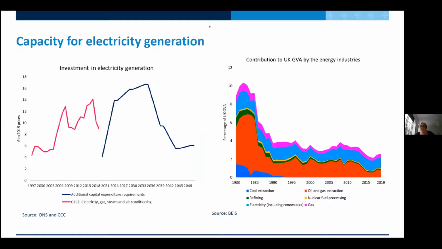At the moment, the electricity sector is a relatively small part of the economy, less than 2% of GVA, and it might need to increase its size significantly. However, it is hard to see this as a major structural shift in the economy, especially compared with the historical changes in this sector.